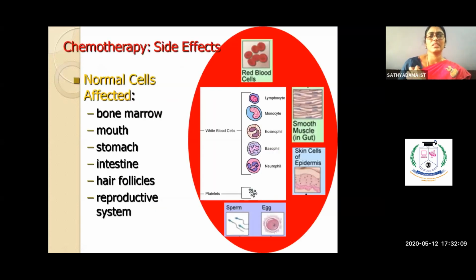So side effects, I think most of us would have heard of all these side effects, right? So what happens when a person undergoes chemotherapy? Most of the cells are getting affected, right? It's mainly the blood cells which are getting affected. The bone marrow, the mouth, the stomach, everything is getting affected.